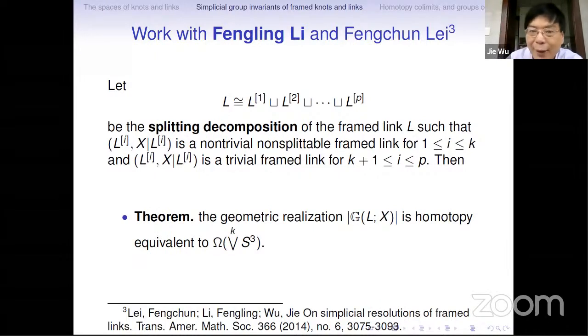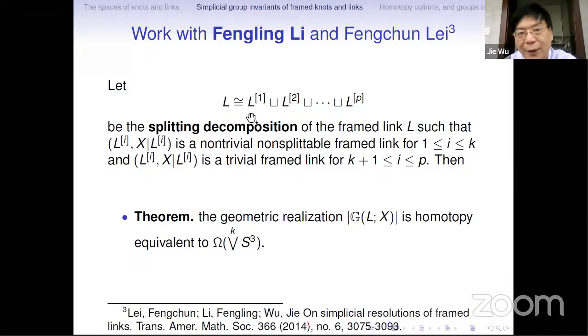And now the answer, here's the theorem. If you take the geometric realization, it is actually a wedge of 3-spheres. So how can you count the number of spheres in the wedge? How many components do you have? If you start with a link, you take a splitting decomposition. Each of the sublinks will be a maximal non-splittable component, right?